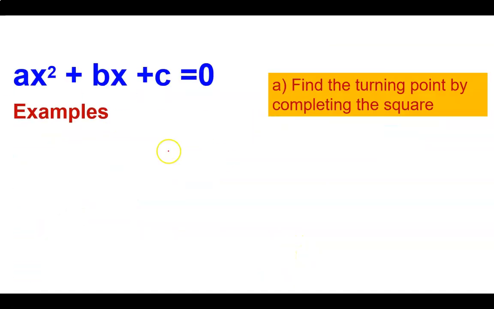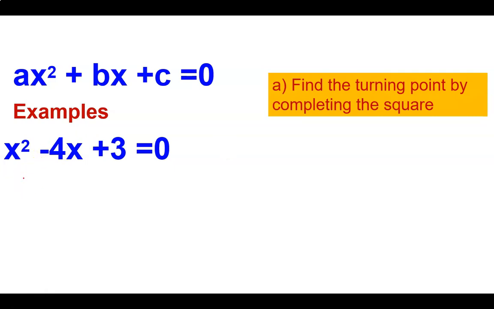Okay, I've got here an equation. I don't want you to plot the graph. I want you to find the turning point by just completing the square. You can stop the video now and try it. Fine, I think you have tried. So let's do it together.